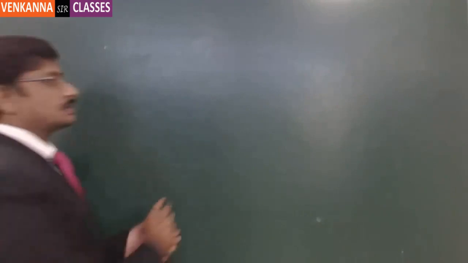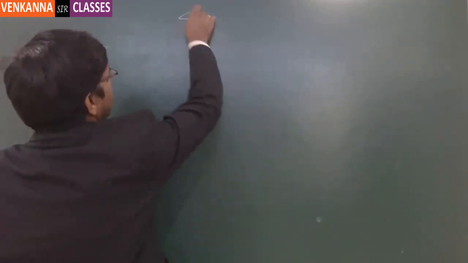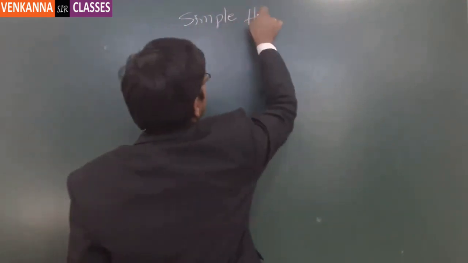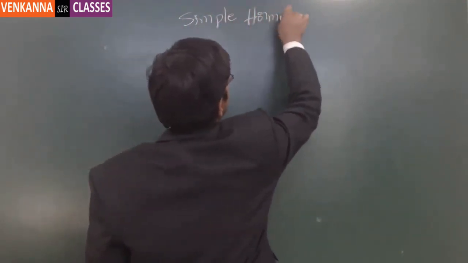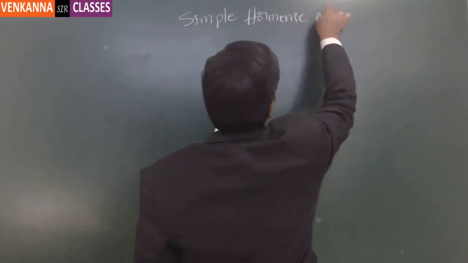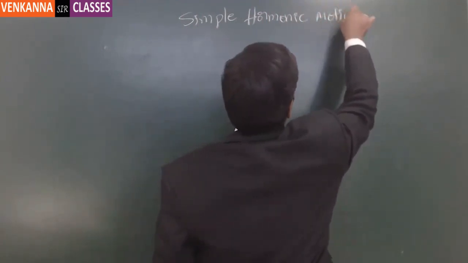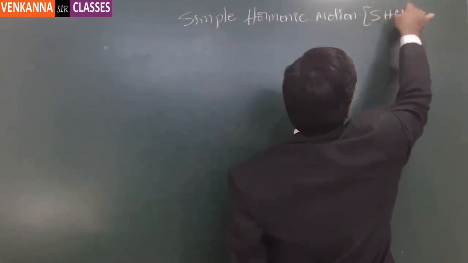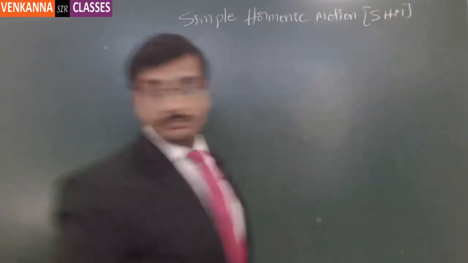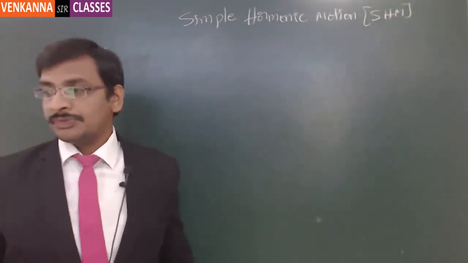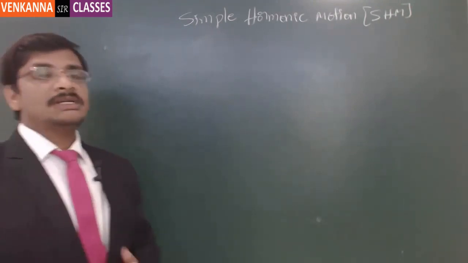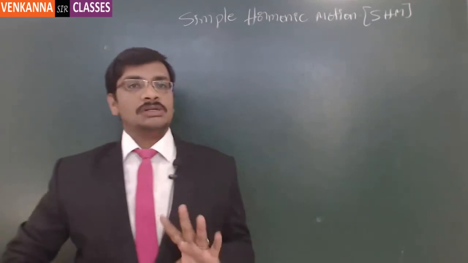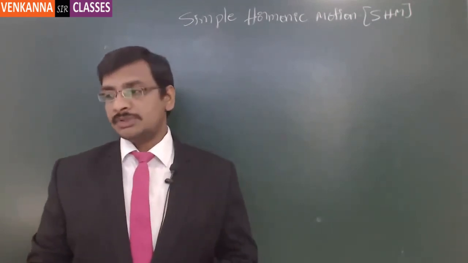Let's start with simple harmonic motion. In short, it is called SHM. Got it? Okay. Simple harmonic motion is also one form of rectilinear motion only. A motion in a straight line is called rectilinear motion.